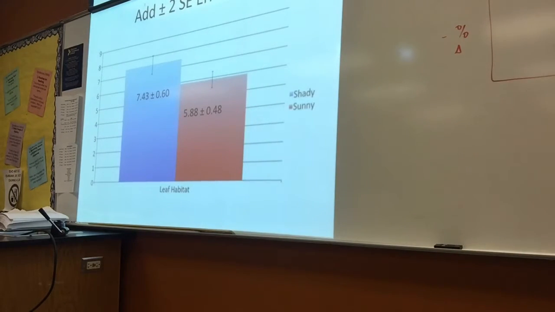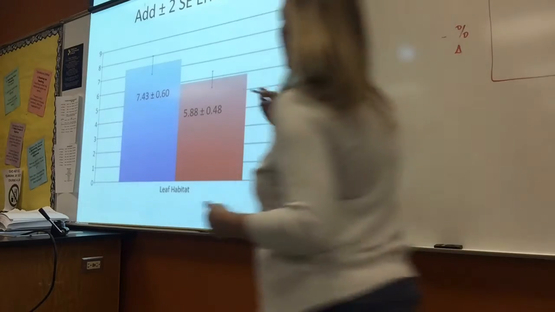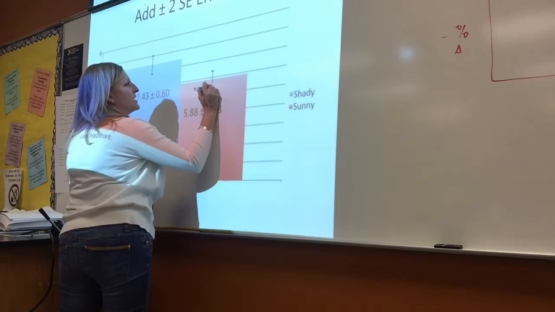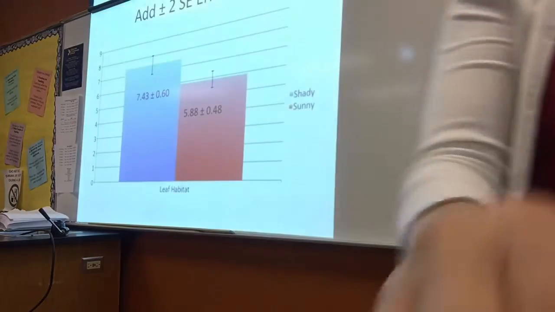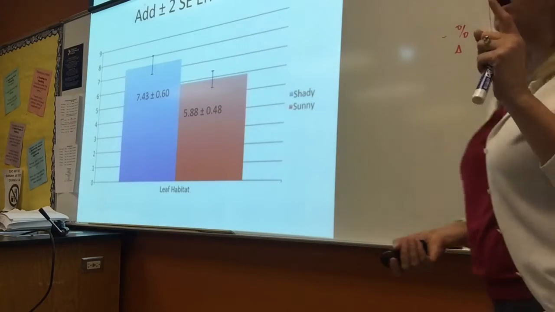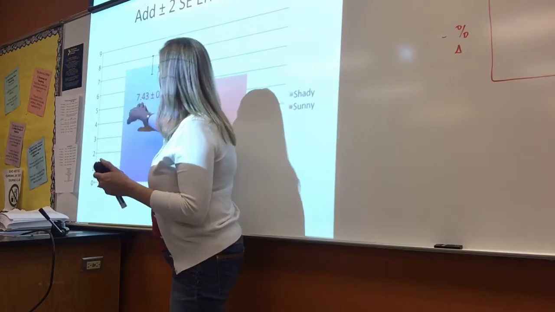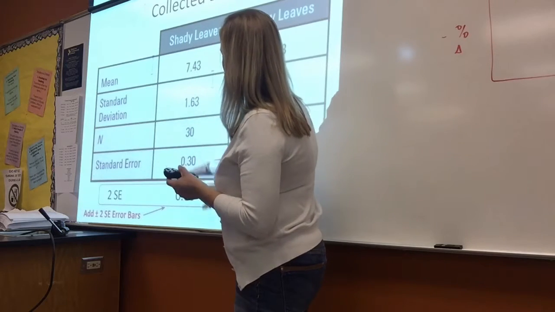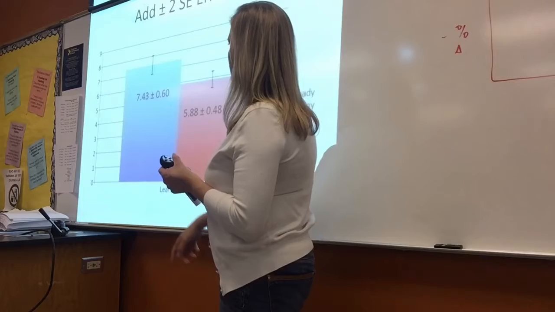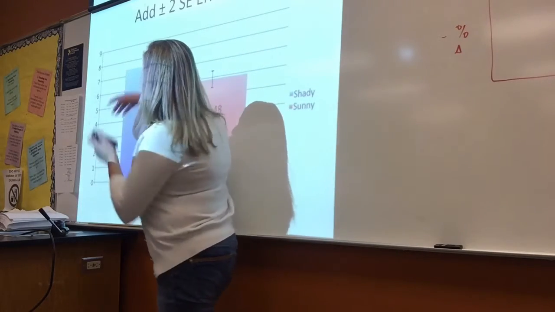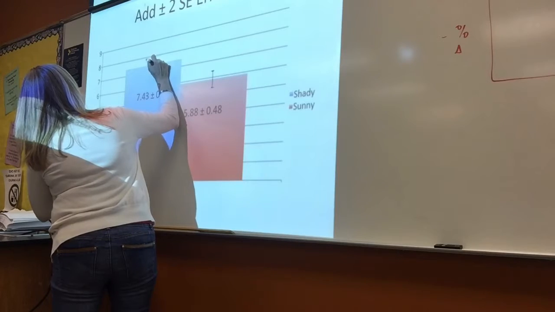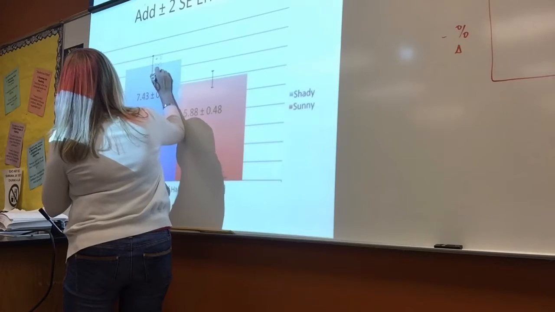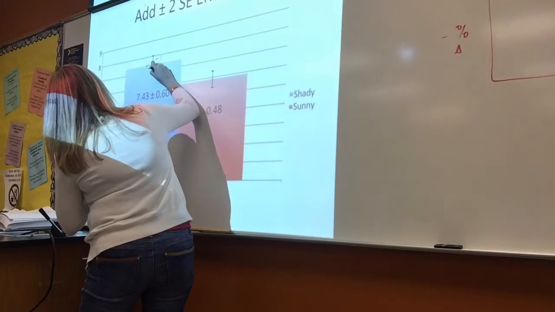I don't know how well you can see it on your sheet, how well it copied, but this is the important part right here, this bar here and this bar here. What this means is, remember, we want the data 95% of the time to fall between the mean and plus or minus the two standard error units. The mean for shady leaves is 7.43, two standard error units is 0.6. So this is my mean right here at 7.43. From here to here is plus 0.6, from here to here is minus 0.6. And so that's my range.